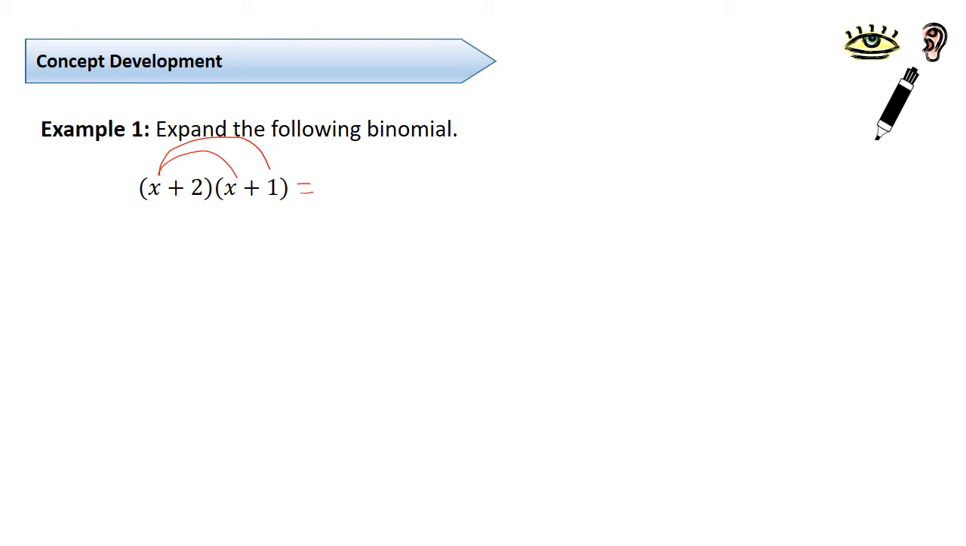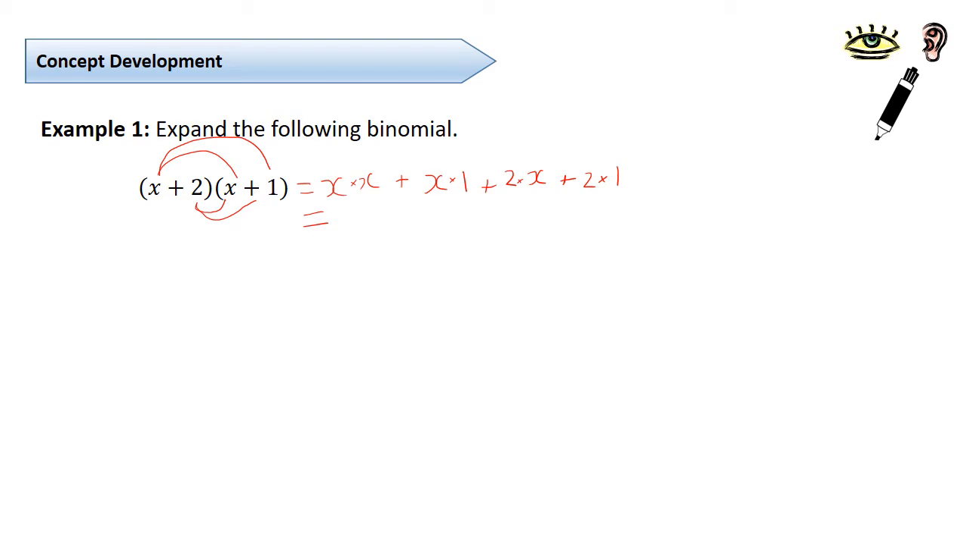So I have my first term, an x times an x, and then they're all positive, so it's going to be a plus. My outer terms, x times 1, and then I do my inner terms, plus 2 times x, and then I do my last terms, plus 2 times 1.